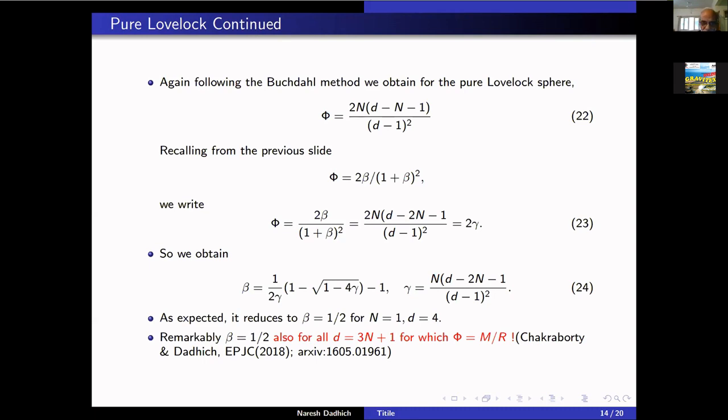So what really is happening is that beta is half for n equal to 1, or d equal to 4. And there is one very important thing: in all d equal to 3n plus 1, beta is half. Because in d equal to 3n plus 1, m phi is always m over r, or the gravitational potential always falls as 1 over r in d equal to 3n plus 1. Next.